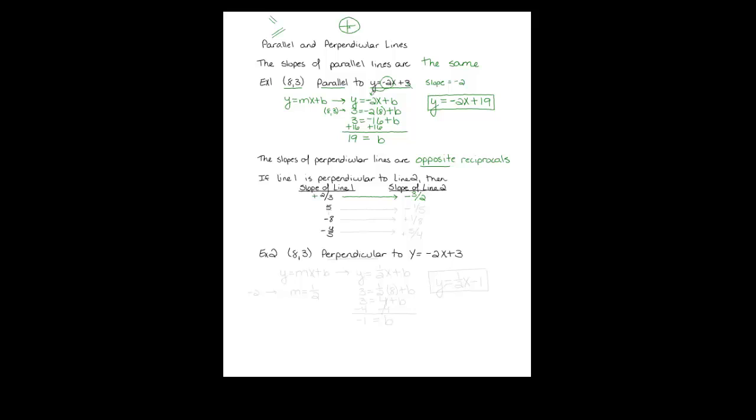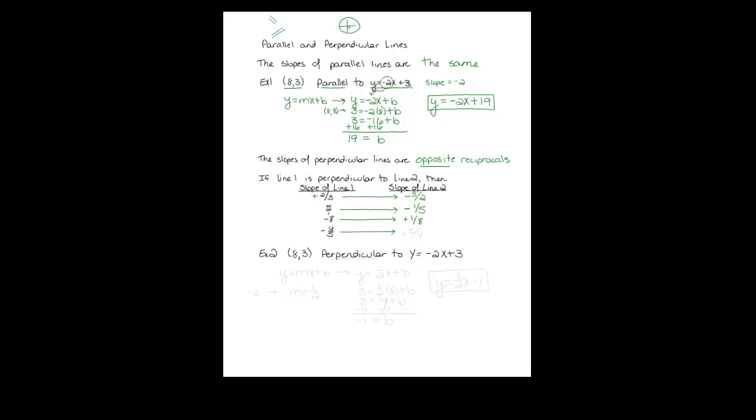If the slope of line 1 is 5, in order to find the reciprocal, you want to think of it as a fraction, so 5/1. The slope of line 2, first of all, is going to be negative, because it's opposite. And then the reciprocal of 5/1 is 1/5. If the slope of line 1 is negative 8, because the slope is negative, we know that our slope is actually going to be positive. And the reciprocal of 8 is 1/8.